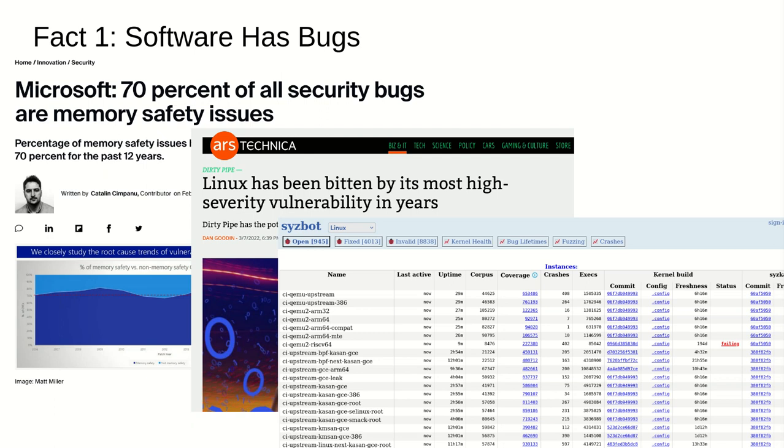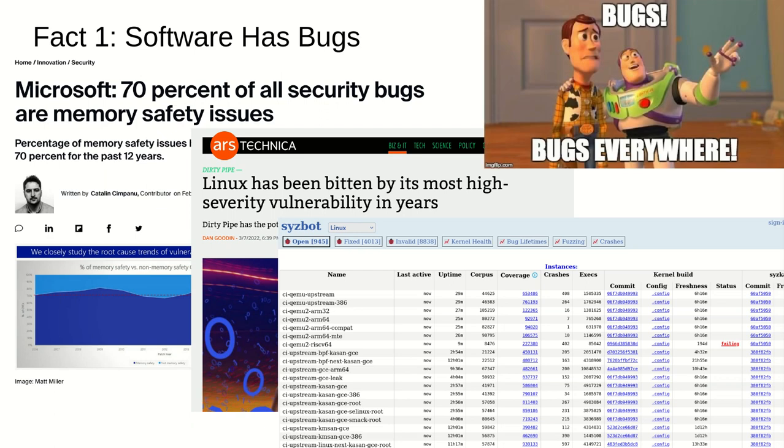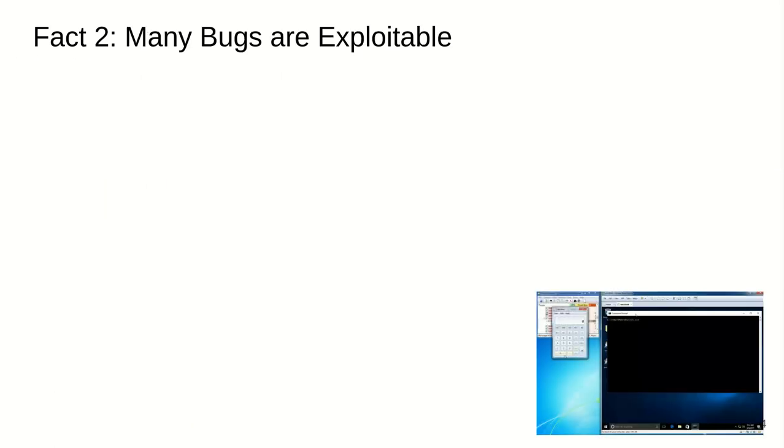So as we see here, bugs are plentiful, bugs are everywhere, and they can result in any kind of severe security vulnerabilities, allowing an attacker to take over. Many of these bugs are actually exploitable. What do we mean by exploitable?